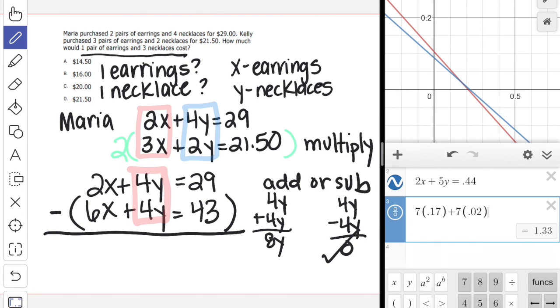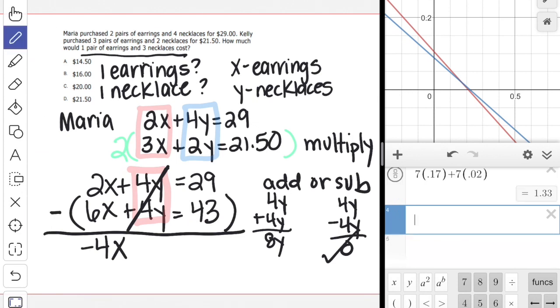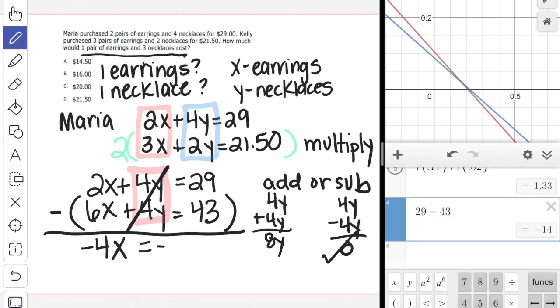All right, so we have our first piece. So we have 2x minus 6x, that's going to give me negative 4x. Then we have 4y minus 4y. That's going to cancel. And then we have 29 minus 43. That's going to give me negative 14.